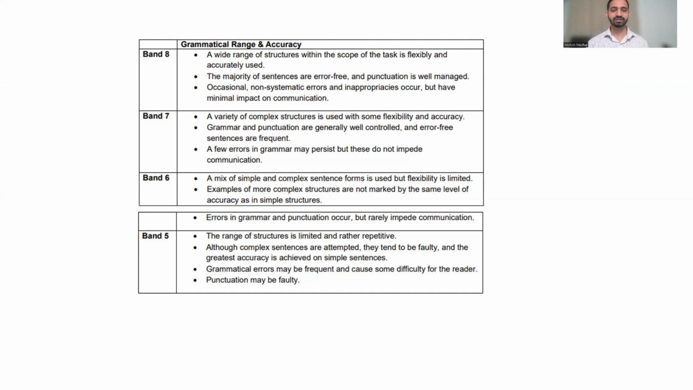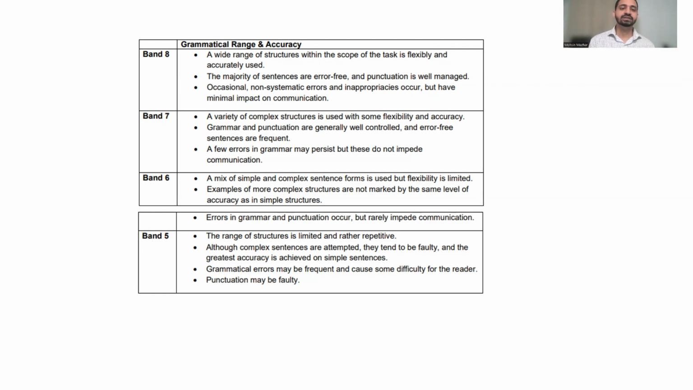Talking about band 6, you can achieve band 6 in grammatical range and accuracy when a mix of simple and complex structure forms is used, but flexibility is limited. There is no flexibility there, but you have used complex sentences. Examples of more complex structures are not marked by the same level of accuracy as the simple structures. Simple structures are much more accurate than the complex structures. Errors in grammar and punctuation occur, but rarely impede the communication. So as long as people are able to understand you, even if it's grammatically wrong, it's not impeding the communication, you can still get that band.